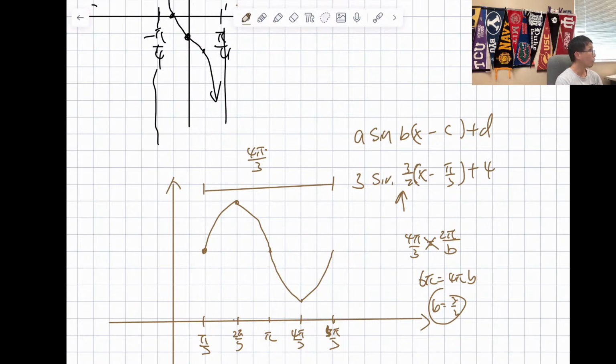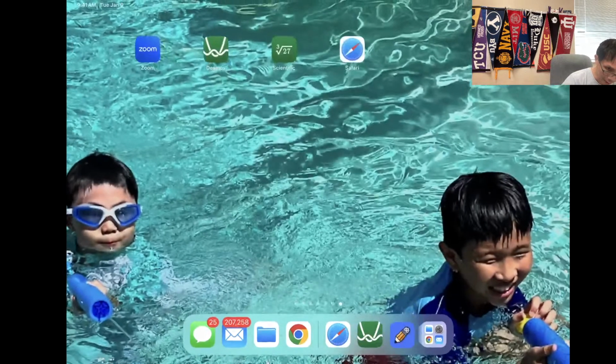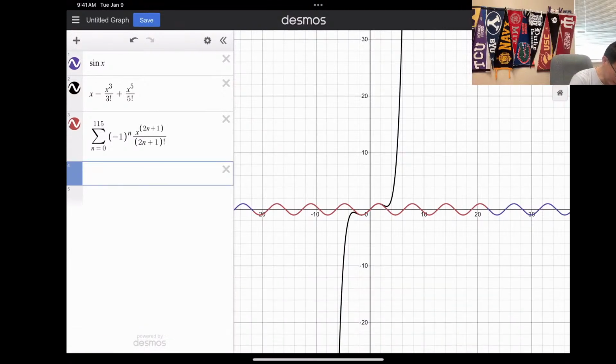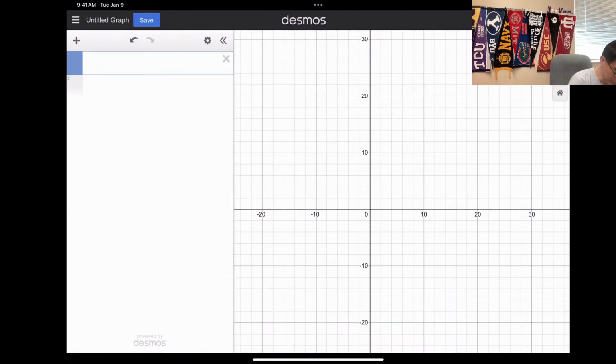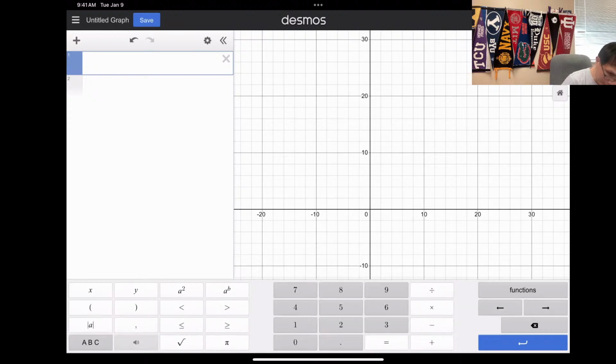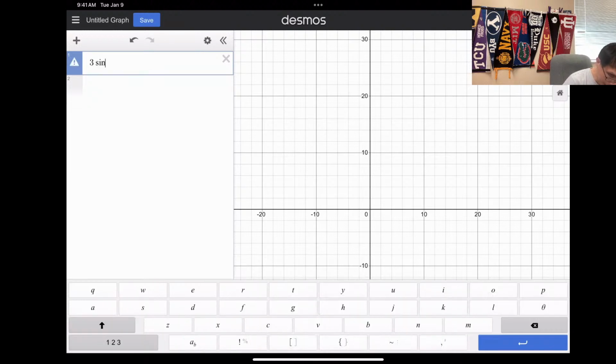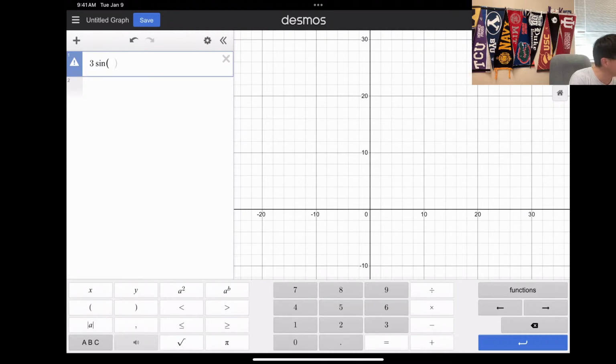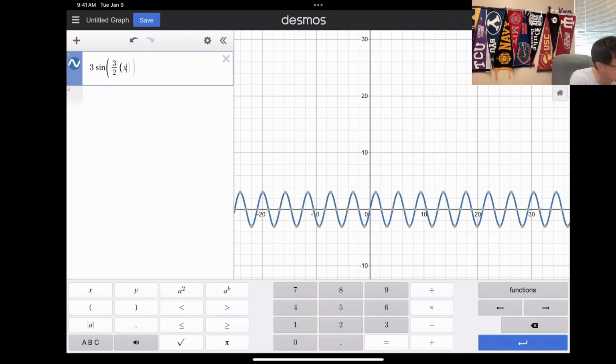Wait, yesterday I did that, but then I went to check in the decimal. I plugged it in and got the answer. There is a possibility the way you type in the decimals is off, so let's try it first. Yeah, I typed it in wrong. Okay, so let's type in 3 sine. I would put another parenthesis before the b. So it was 3 over 2, right? And then x, and make sure there's another parenthesis there. Minus pi over 3.